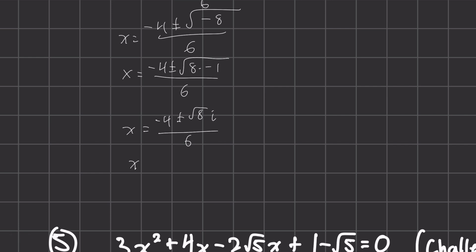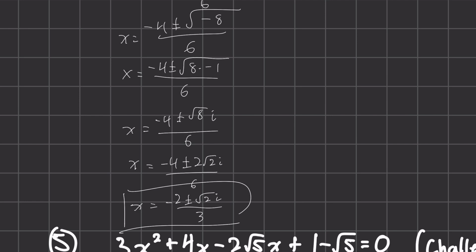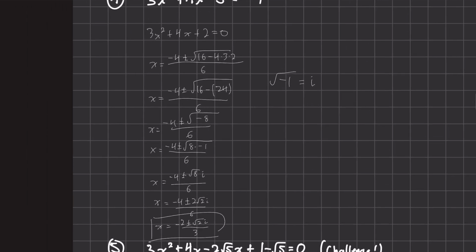And we know that root 8 is simplifiable to 2 root 2. So we get plus minus 2 root 2 i over 6. And we can just divide it by 6. So we get negative 2 plus minus root 2 i over 3. Wait, no, I meant 2 over 3. There we go. And that would be your full solution.